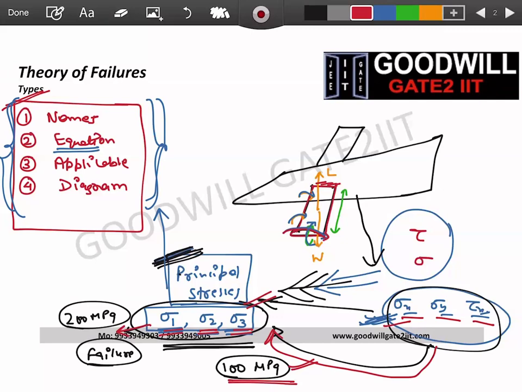Now, starting with the theory, please give me a quick nod if I'm clear up till now. What is our task today? What are we going to understand? What does this topic of theory of failure mean? If it is clear, then we will move ahead.